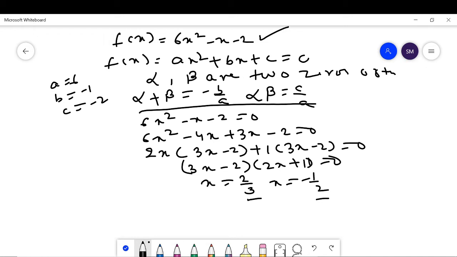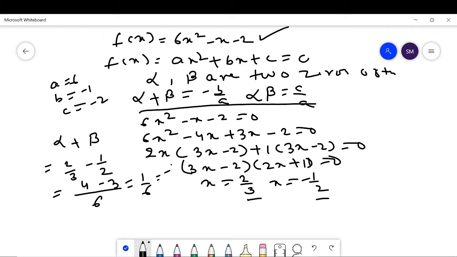Then verify the relations. What is alpha plus beta? Alpha plus beta is 2 upon 3 plus minus 1 upon 2. What is the LCM? LCM is 6. We get 4 minus 3, this is 1 upon 6. Then 1 upon 6 is minus b upon a.